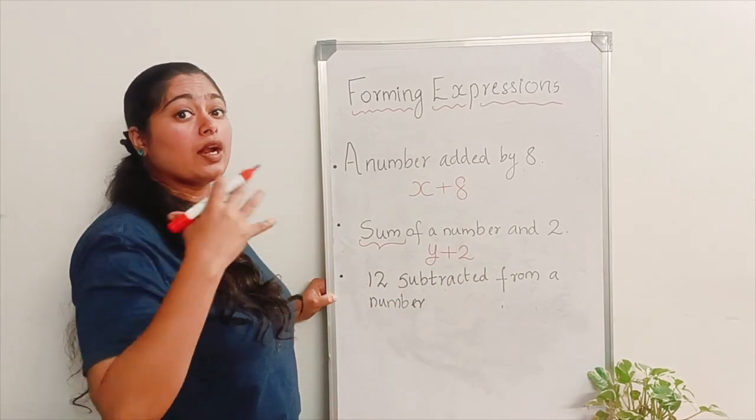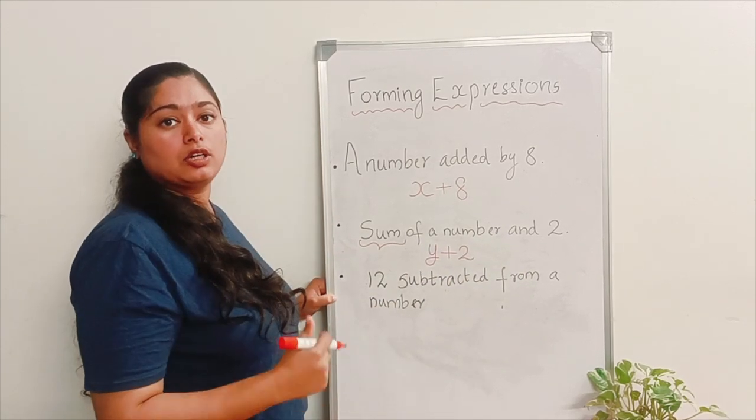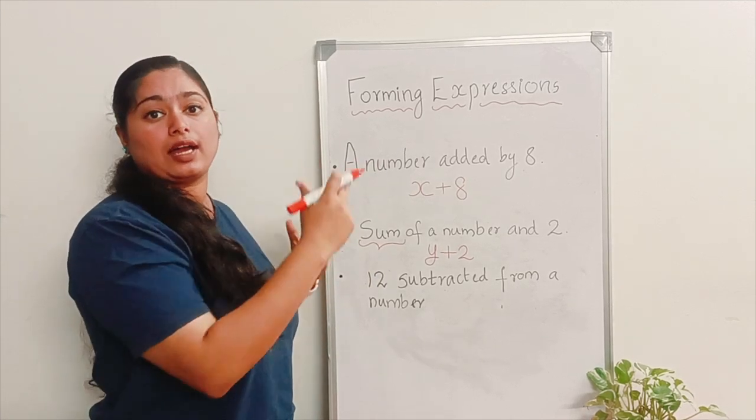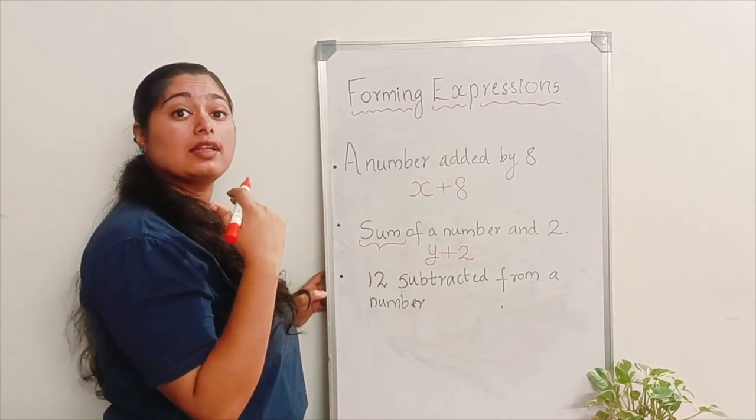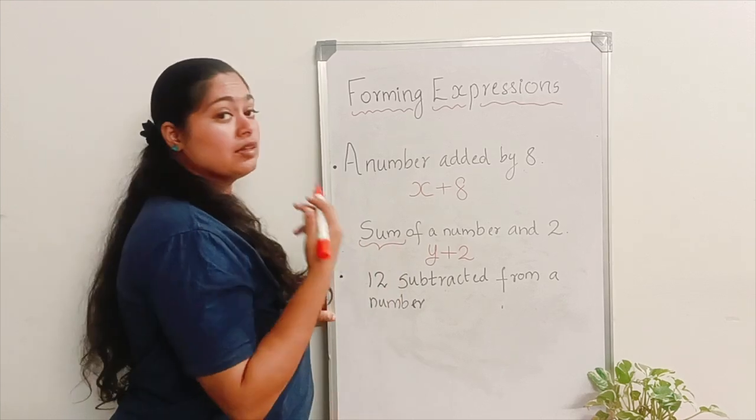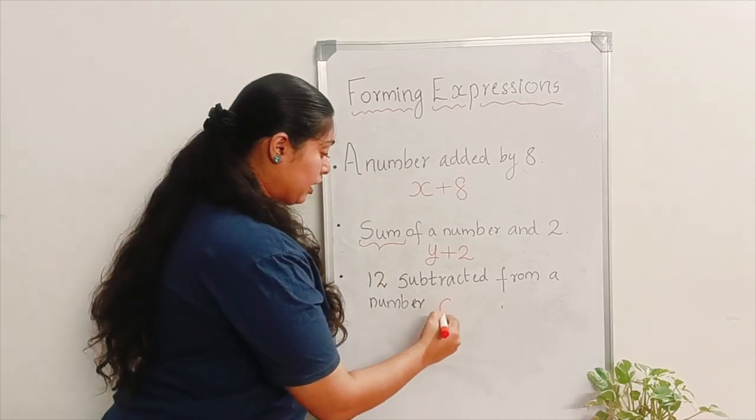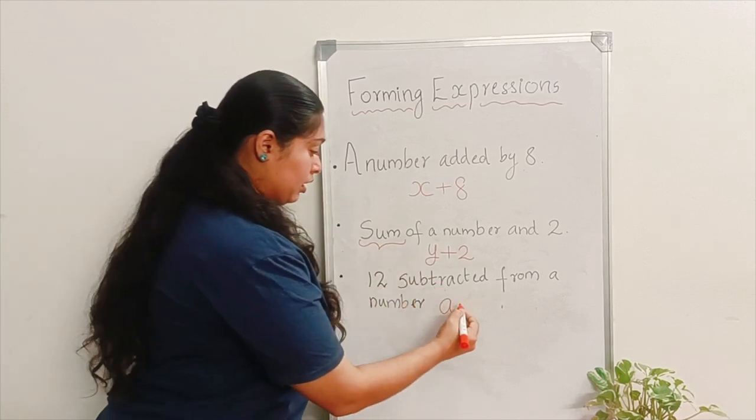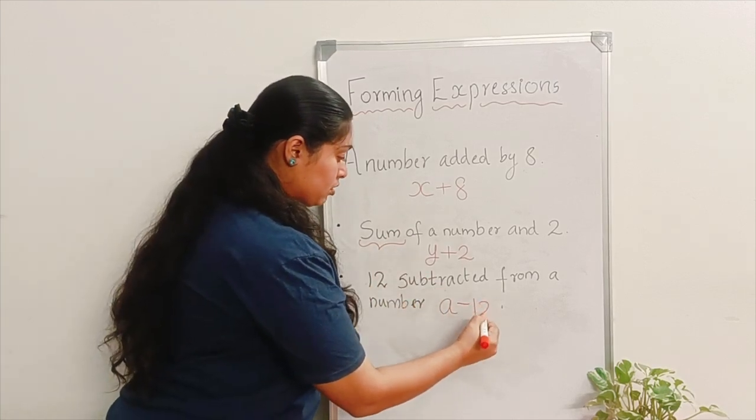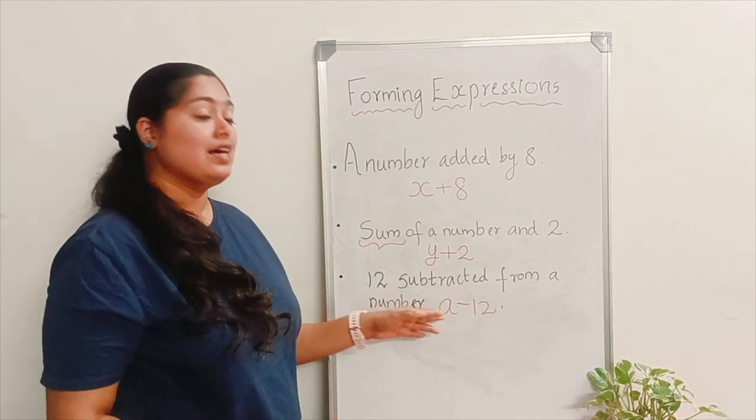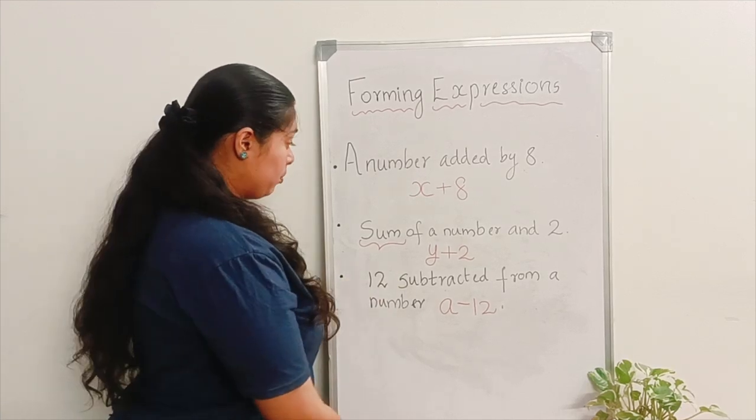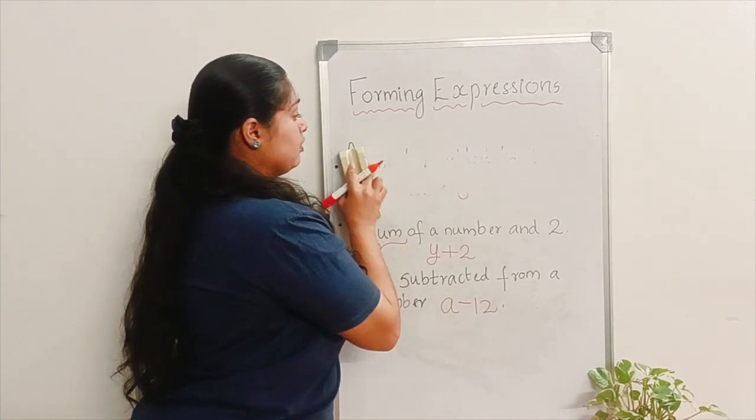12 subtracted from a number. Here something is getting subtracted from a random number. So let me take that random number first. This time I am going to take the letter A. So A is my random number, and from A, 12 is getting subtracted. So A minus 12 is the expression for this situation. Let's look into some more examples.